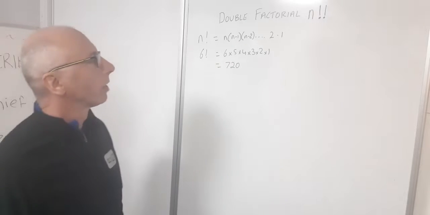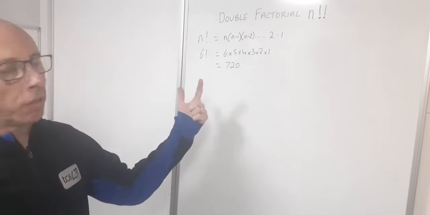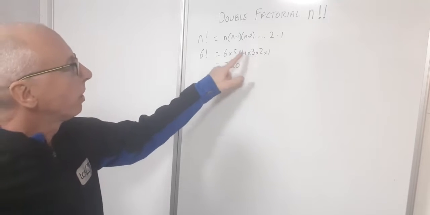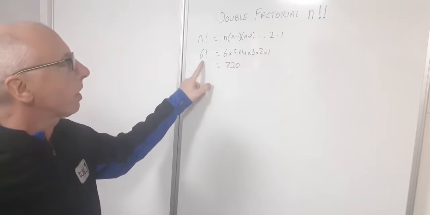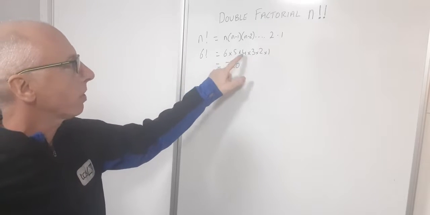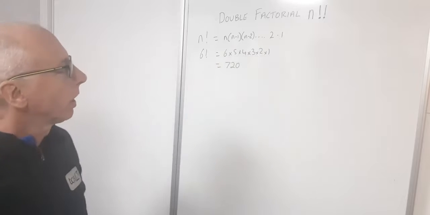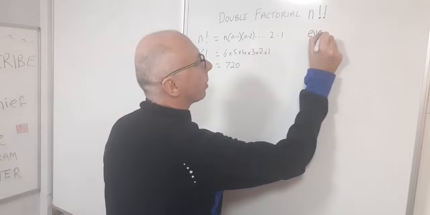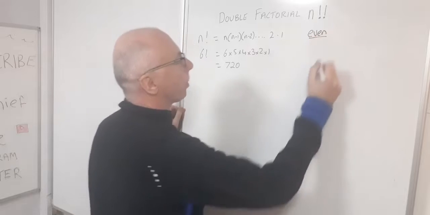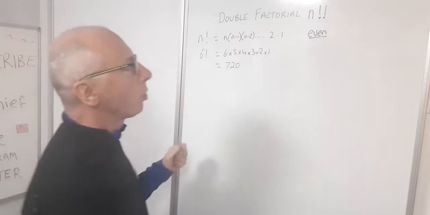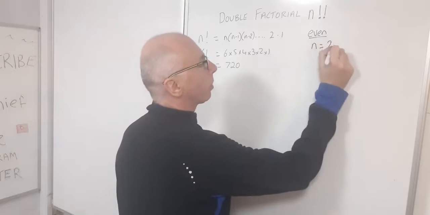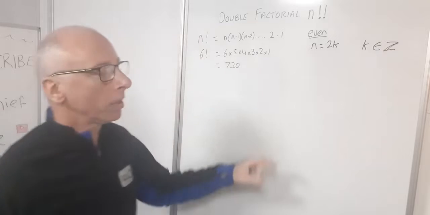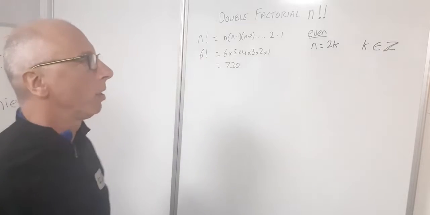Okay, now what about the double factorial? Well, this one jumps every other integer. So here, if you did 6 double factorial, we'd have 6, then 4, then 2. So that's for even numbers. So for even numbers, we could describe n as 2k. So n equals 2k, where k is some integer. That's the general accepted way to describe an even number.